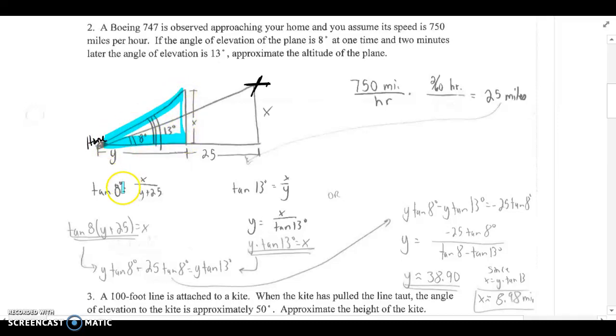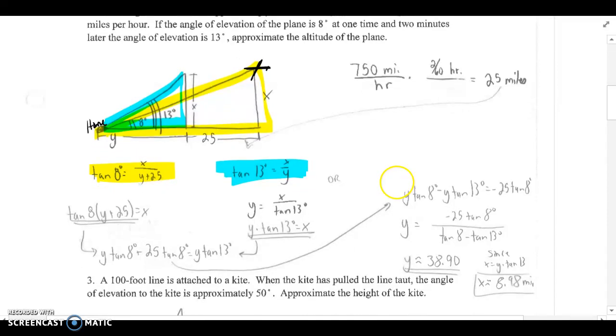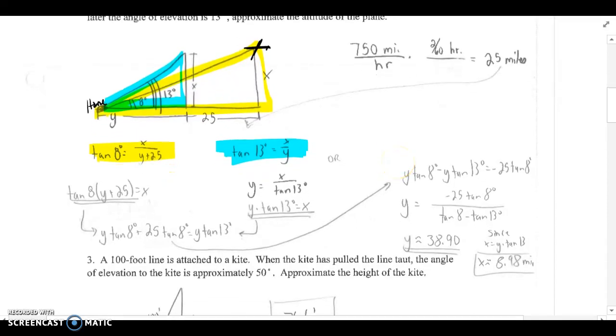So then, based on these two different scenarios, we're going to get two different equations. So we have this triangle, which would tell us that the tangent of 13 is equal to x over y. And we also have this yellow triangle, the original one, and in that the tangent of 8 degrees is equal to x over y plus 25. Two equations, the same two variables, so we have to use some good algebra skills here.